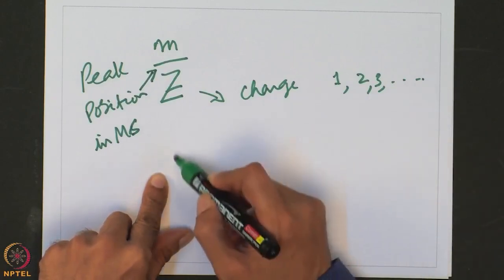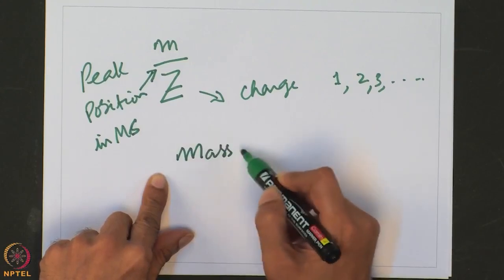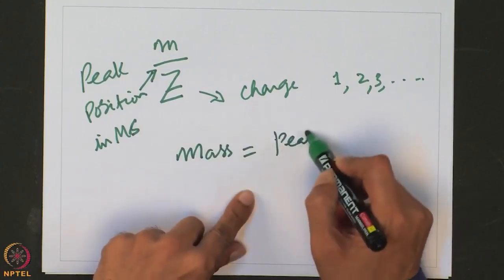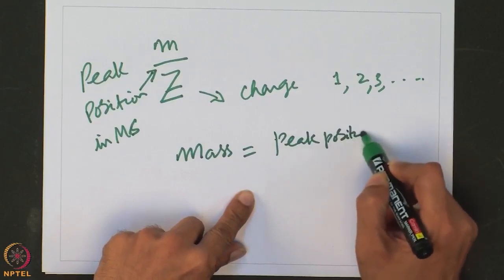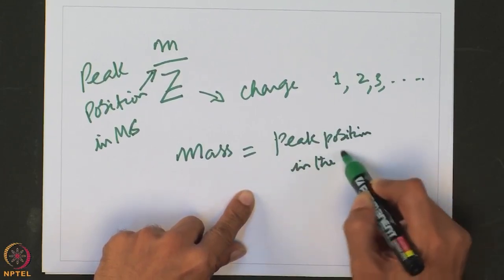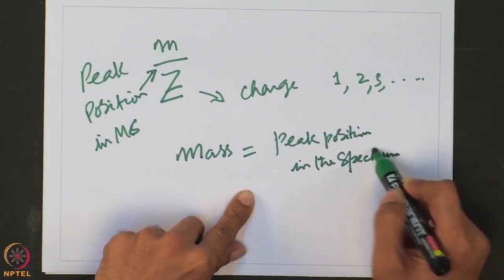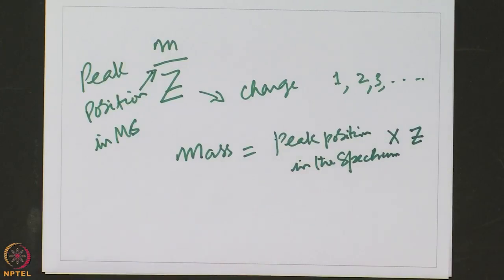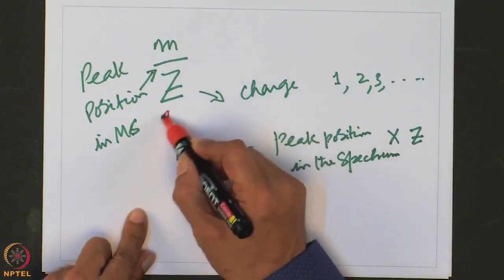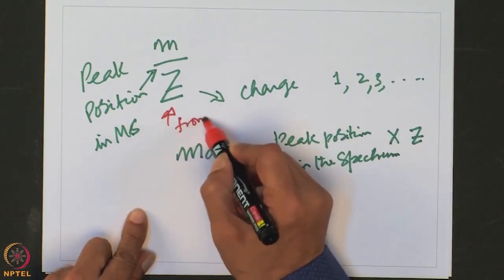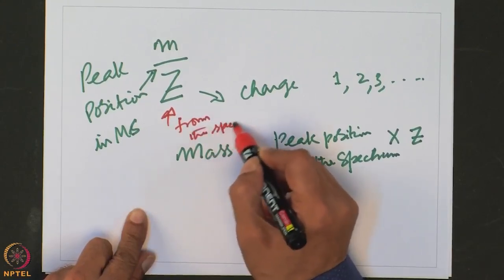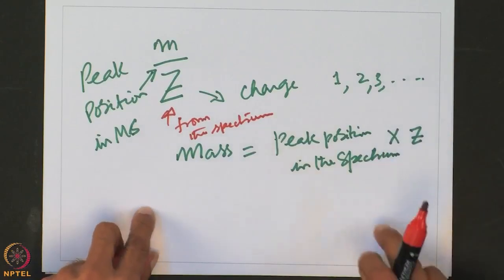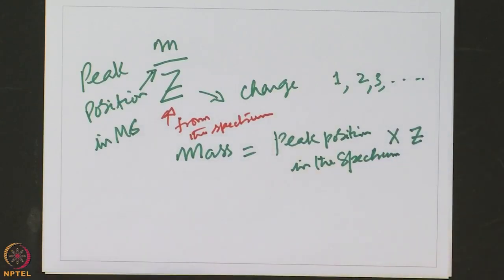So, if you want to get the mass, it is equal to the peak position in the spectrum multiplied by the z value. So, this will give the actual mass. So, this you will find from the spectrum, and you can also find the charge. So, therefore, you can get the mass of the species. So, this is an important thing.